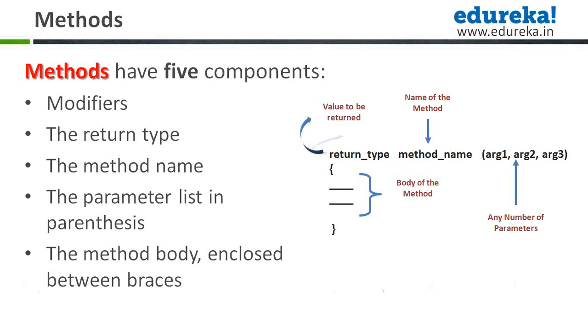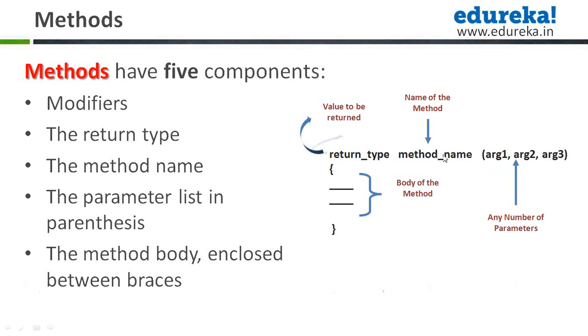Nandini says, if we do not use any return method, then what will it return? If you're not returning anything, your method does not have to return anything. In that case, you'll mention void, as I said, void. That means empty. Please let me know if it is clear to you.